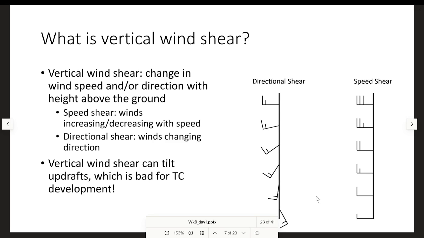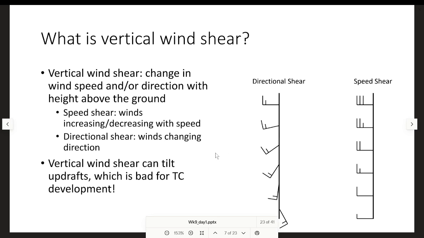But not on tropical cyclone formation, because you really want that updraft to be formed by the warm water, and you don't want it to tilt. It doesn't really matter that much in extratropical cyclones, because that's kind of how they're formed.